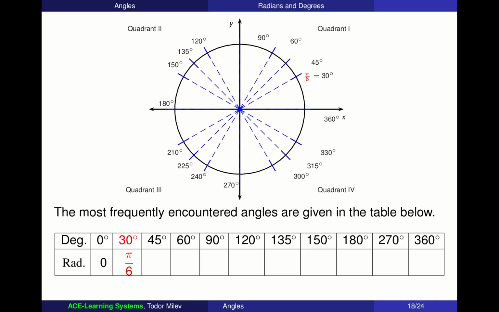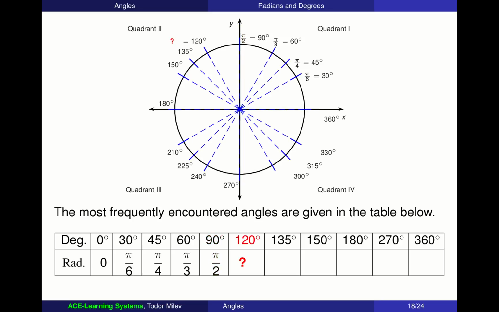45 degrees in radians. Sure you guessed it correctly, pi over 4. 60 degrees in radians. Sure you guessed it correctly, a third of pi. 90 degrees in radians, that's this angle, that's the right angle, right? A right angle in radians, sure you guessed it correctly, that's half of pi.